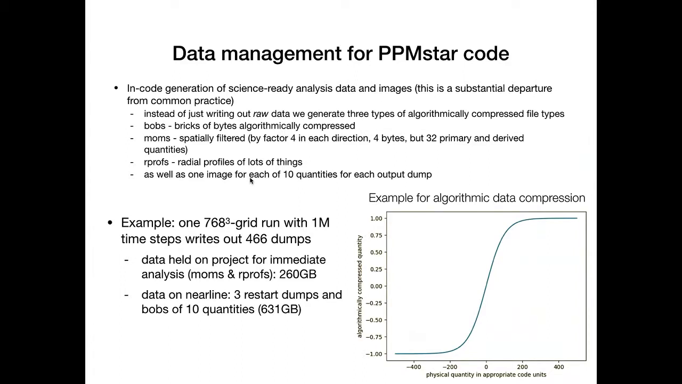And so as a result, if we take one of our medium-sized grid runs, 768 cubed, say, for example, this run has 1 million time steps and we're writing 466 dumps. We keep this spatially filtered data and the radial profiles on project space on Niagara. It is just 260 gigabytes. And then we're separating out three restart dumps and our BOP files that we can use for images. Those go on nearline, and this is just 600 kilobytes. So all of this together is well under 1 terabyte for an entire 768 cube run. And so with that, we can really live quite confidently.